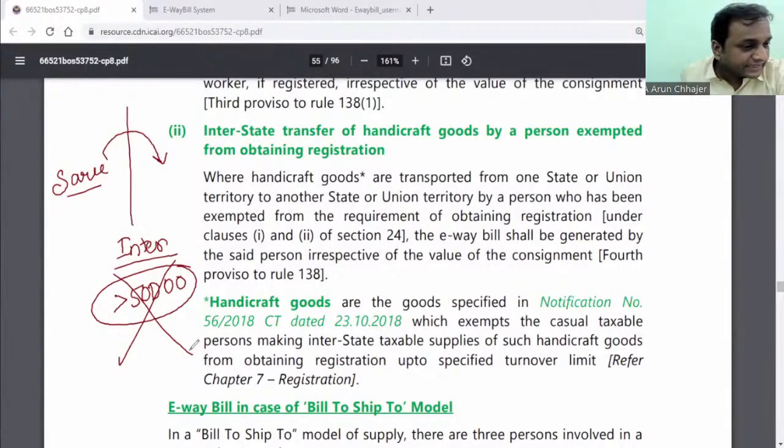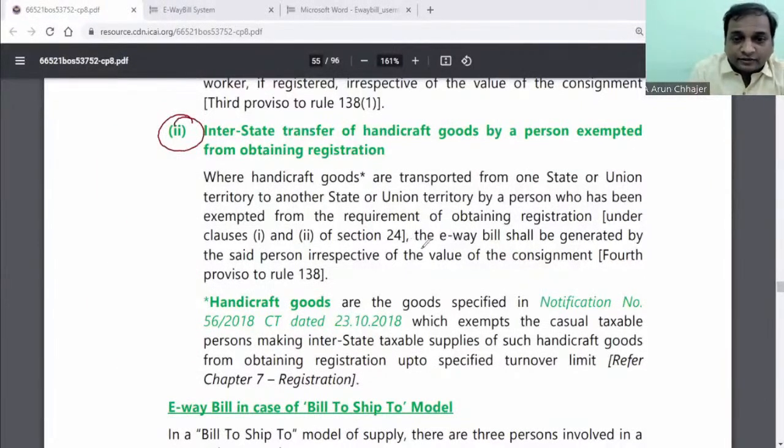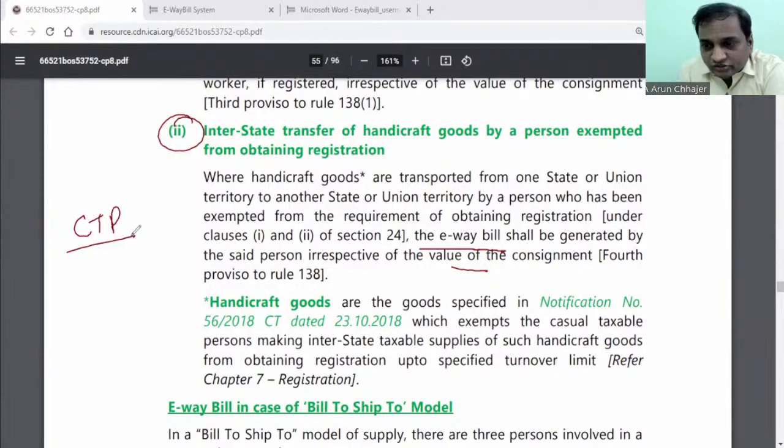Can you explain the second situation where e-way bill is needed? Yeah, right. Second, it means casual taxable person. You remember section 24, which we have discussed in detail. What is the meaning of casual taxable person and who all are exempted? You can refer to the registration chapter slide once again. We have discussed that normally a casual taxable person is covered in the mandatory registration.